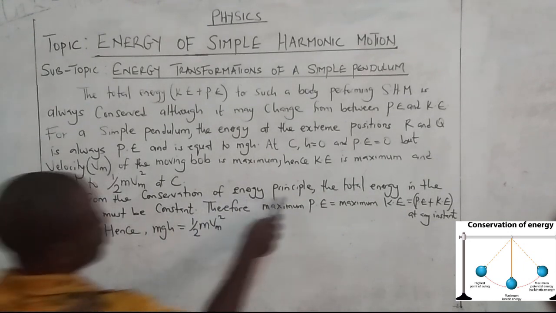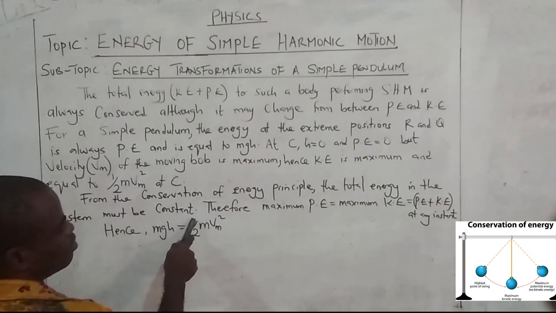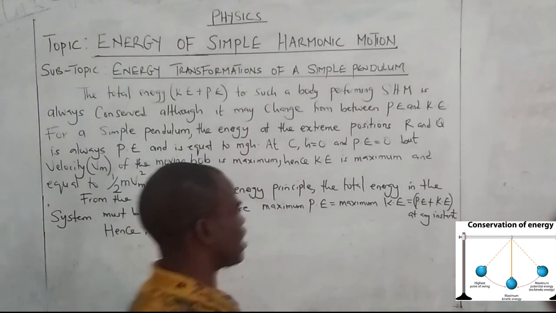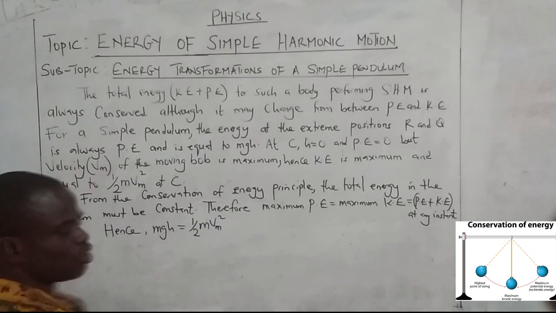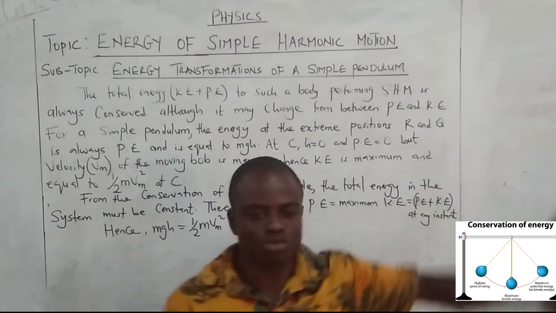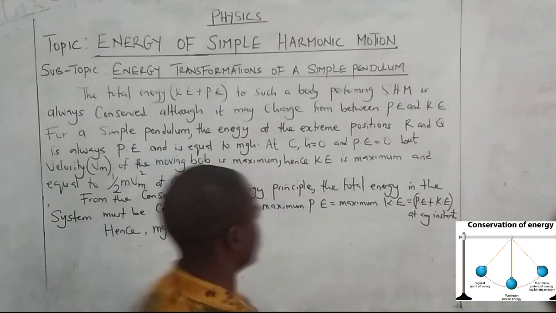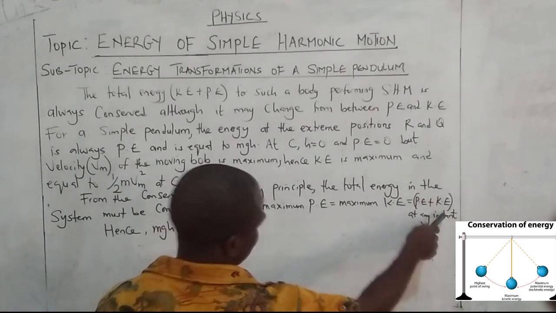Now, from the conservation of energy principle, the total energy in the system will be constant. Therefore, maximum potential energy equals maximum kinetic energy, which equals potential energy plus kinetic energy at any instant. Because when it's at the middle, there is maximum kinetic energy, as it's moving from potential energy to kinetic energy.